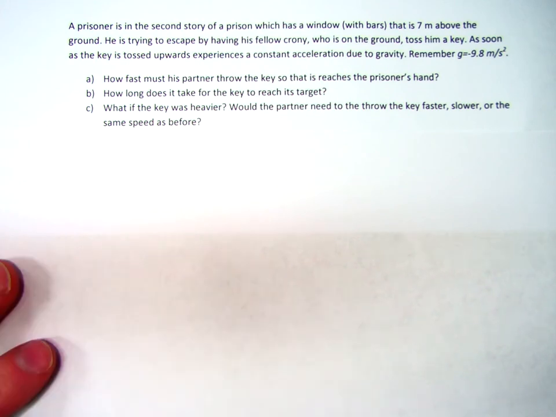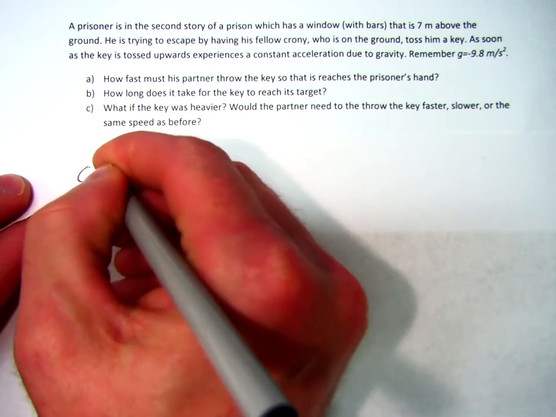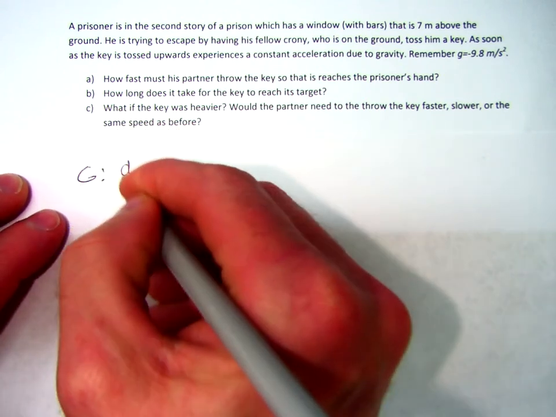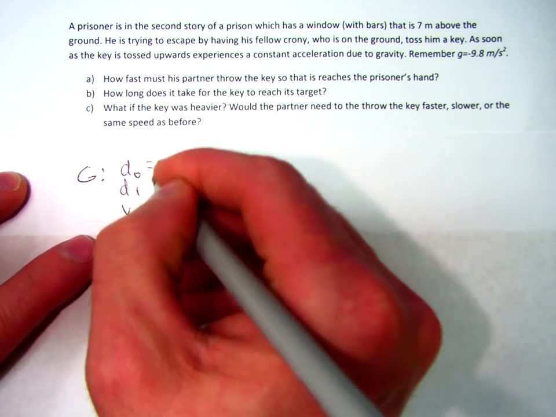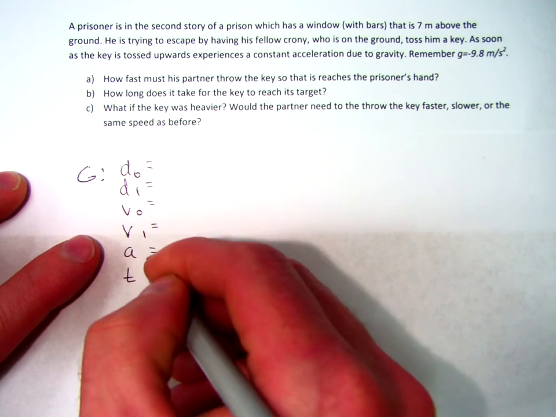How fast must his partner throw the key so that it reaches the prisoner's hand? How long does it take for the key to reach its target? And what if the key is heavier? Would the partner need to throw the key faster, slower, or the same speed as before? Okay, so we've read it once. We're going to go back and write our g, and then we'll write our variables. And we'll go back and reread and try to pull out all the variables that are given.